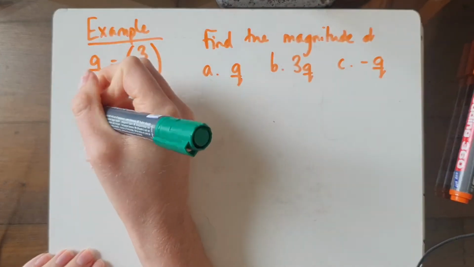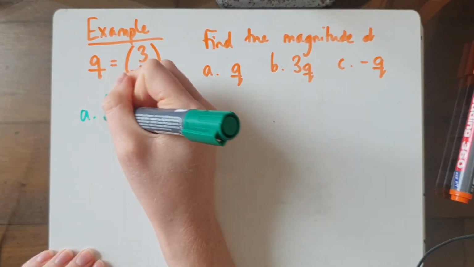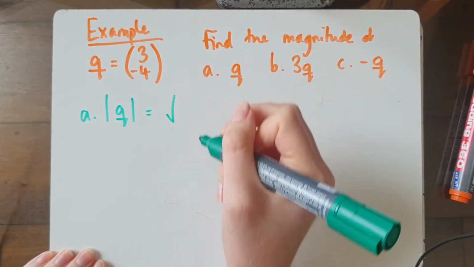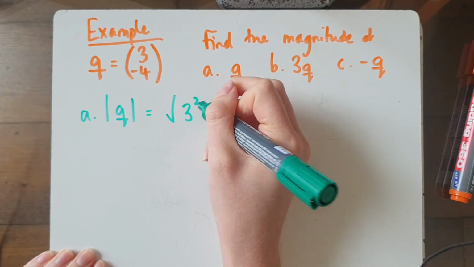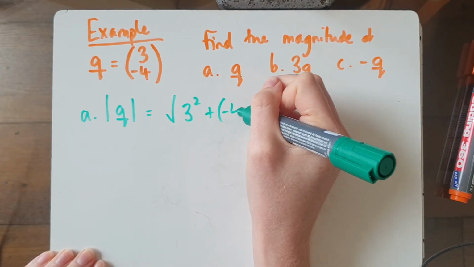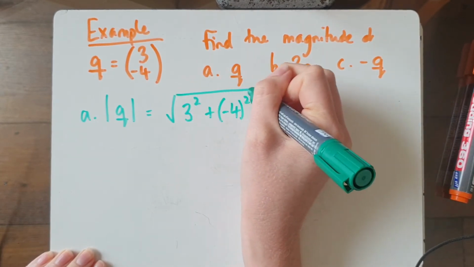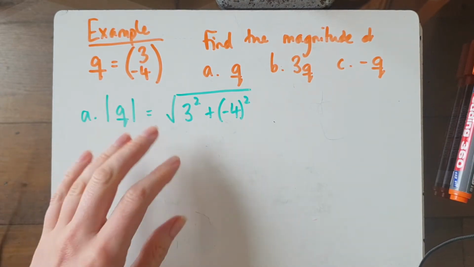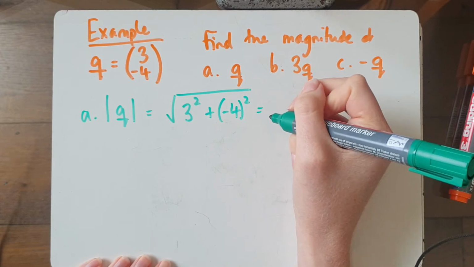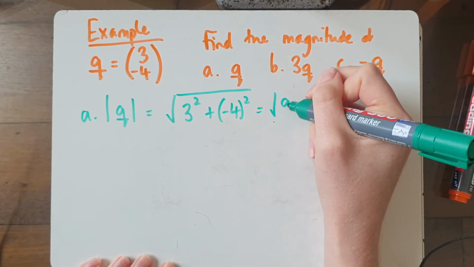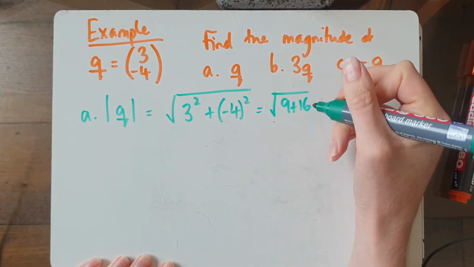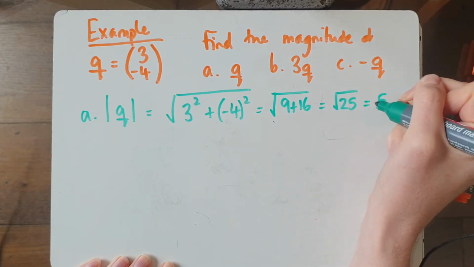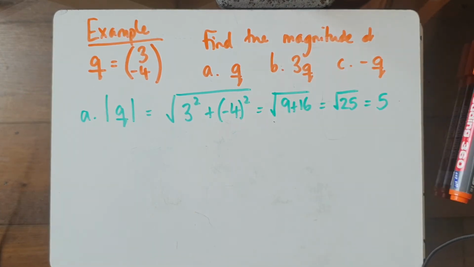So first off, the magnitude of Q is going to be the square root of 3 squared, the x component, plus -4 squared. Now in your books you should do this with a new equal sign on each line and not doing it in a string like I am. This is very bad notation, but I'm just doing this for space. So the magnitude of Q is 5.